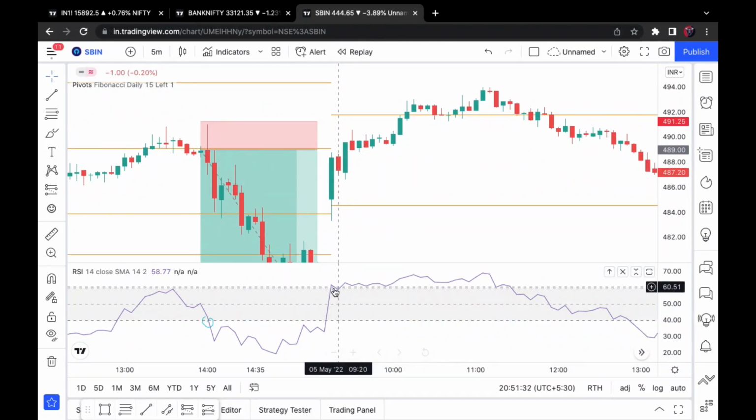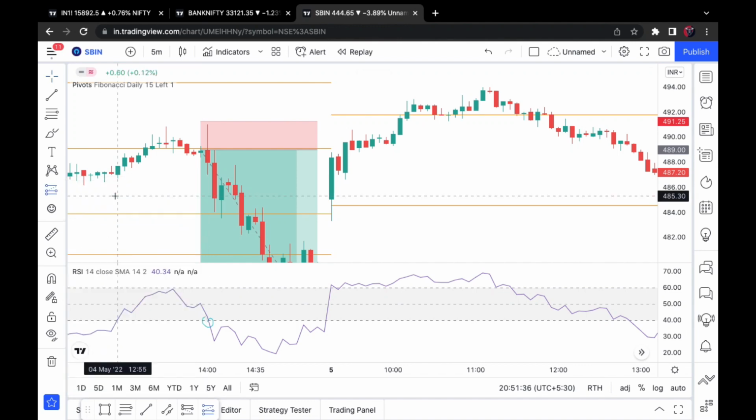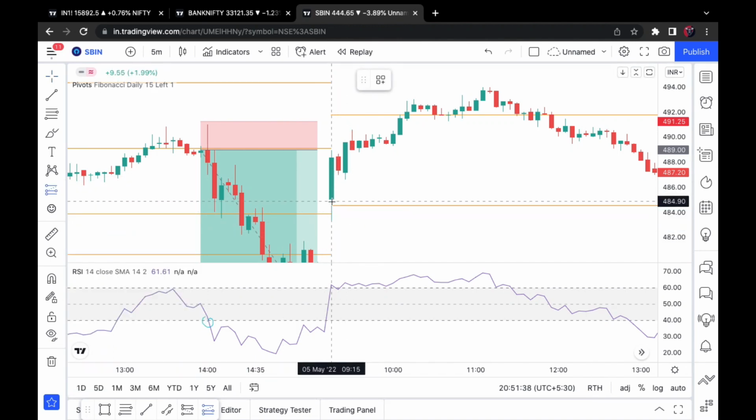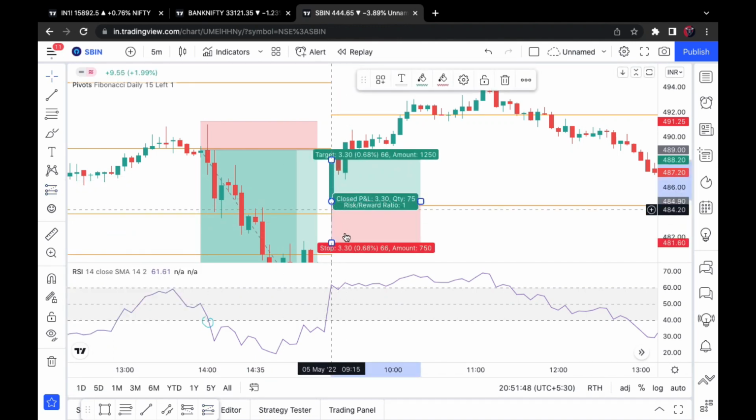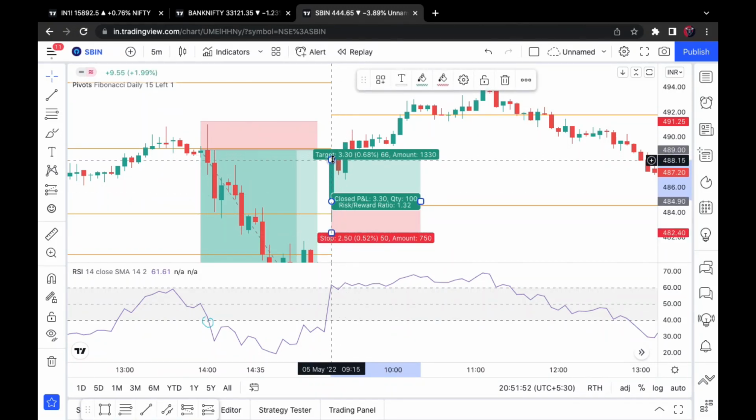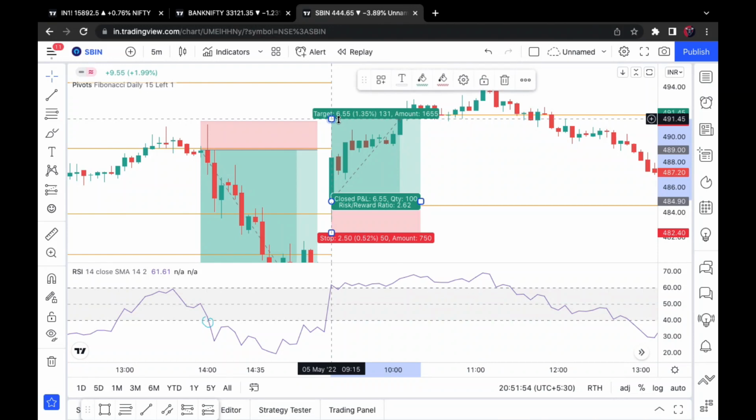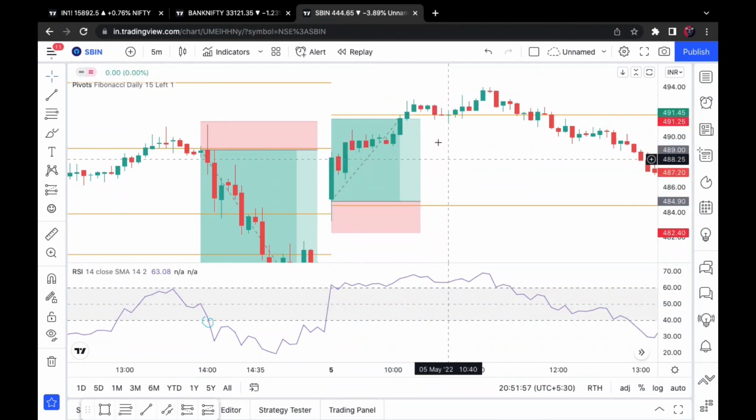Now again you can see that the RSI is above 60 degree, a bullish candle. Now you can take a trade here and maintain a risk reward ratio of 1:2 or till the pivot points. The pivots achieved.